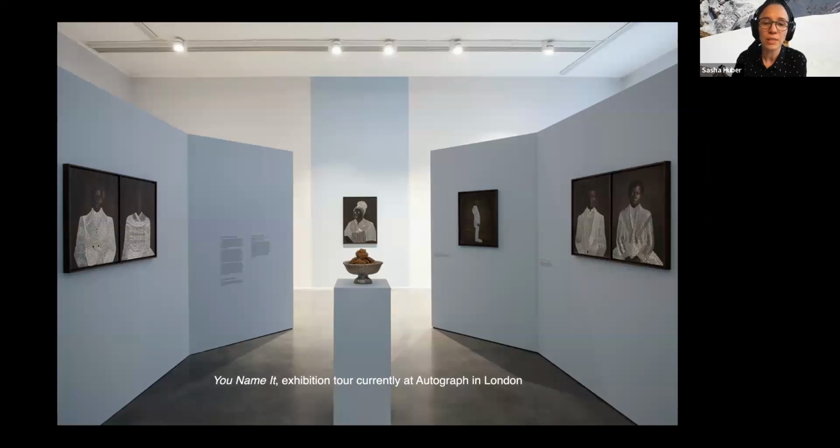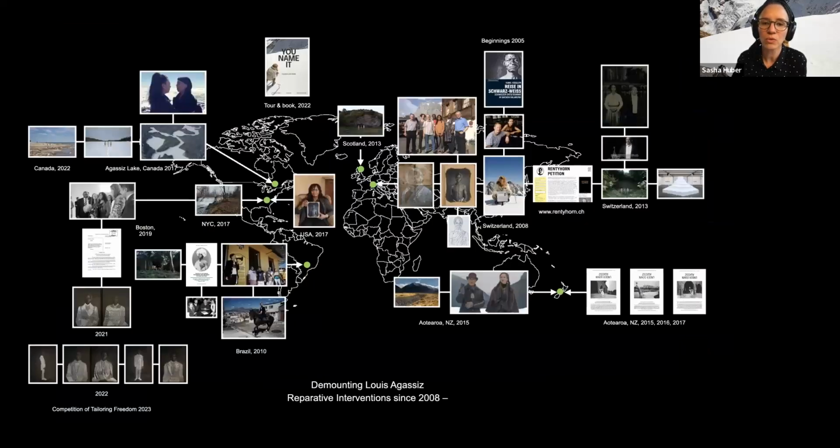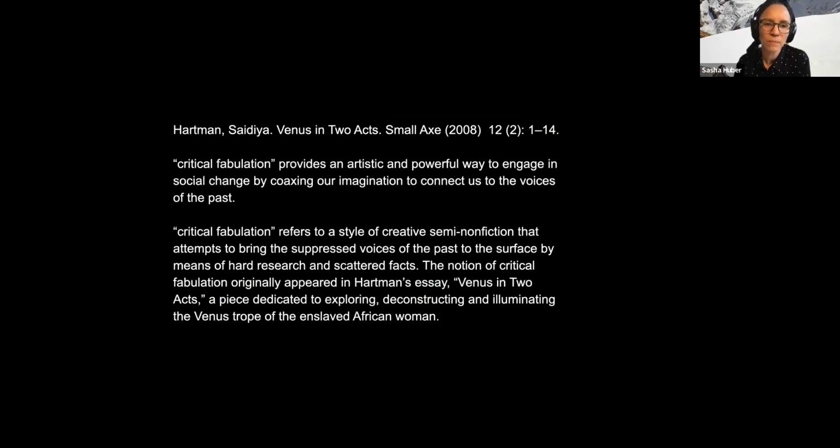And this is how it was exhibited in Autograph in London. And here, Cousins to Medley in Rotterdam was the first place, and then Power Plant in Toronto. And here is the whole map. Currently I'm extending the Tailoring Freedom series, because the whole series consists of 15 images. Next year the exhibition comes to Switzerland, to Pharmacie in April, and there it will be shown also. It opens now in June in Turku, Finland. It's a touring map.